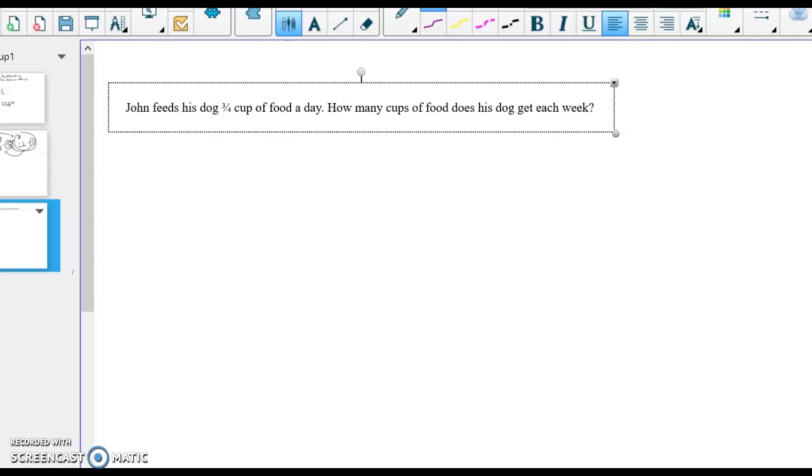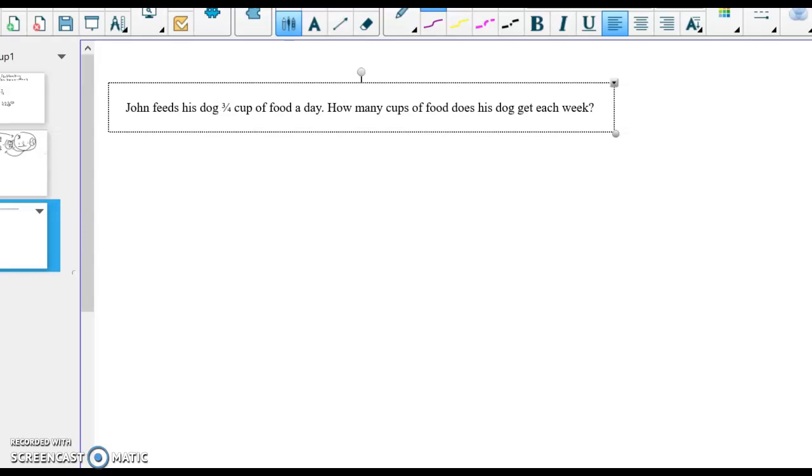Okay, we're looking at multiplying a fraction to a whole number. And I have another similar question that you just looked at previously from the other YouTube video. This one says, John feeds his dog 3/4 cup of food a day. How many cups of food does his dog get each week?